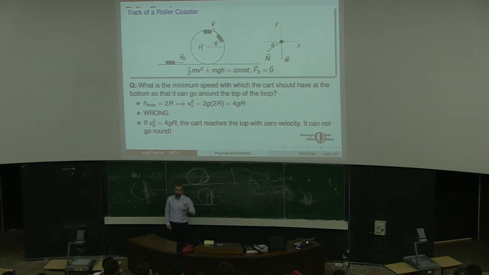Now we have two questions then. First of all, we still have this question: what should be its initial speed so that it reaches this top point? And the second question: if it doesn't have that speed, at what point will it leave the track? Those two questions we are looking for an answer to. Okay, now, first, this question. What should be its initial speed?